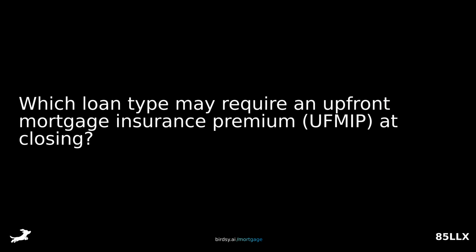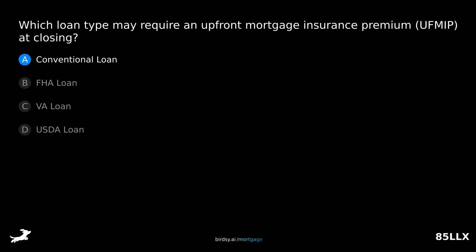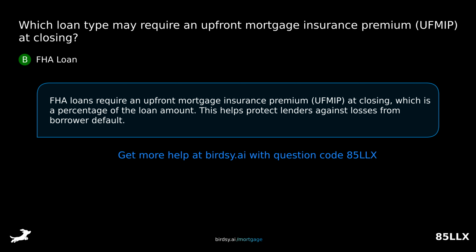Which loan type may require an upfront mortgage insurance premium at closing? Is it A, conventional loan, B, FHA loan, C, VA loan, or D, USDA loan? The answer is B, FHA loan. FHA loans require an upfront mortgage insurance premium at closing, which is a percentage of the loan amount. This helps protect lenders against losses from borrower default.